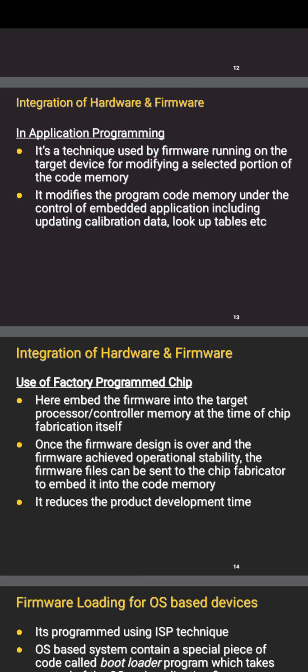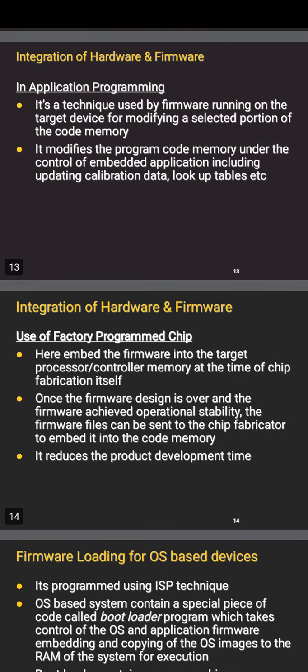Once the firmware designing is over, the firmware file, after unit testing, is sent to the chip fabrication unit, where it is embedded into the code memory. The main advantage is that it is used for mass production and reduces the product development time. So, embedding the firmware into the target controller at the time of chip fabrication itself.